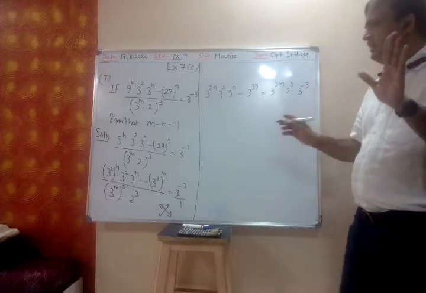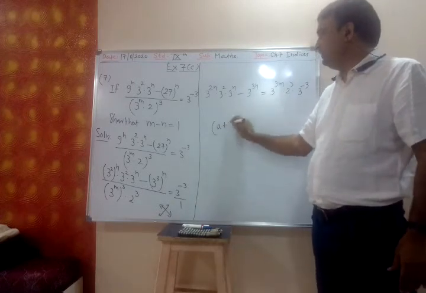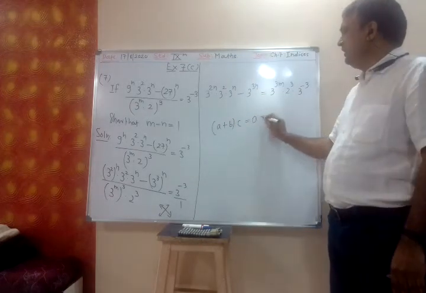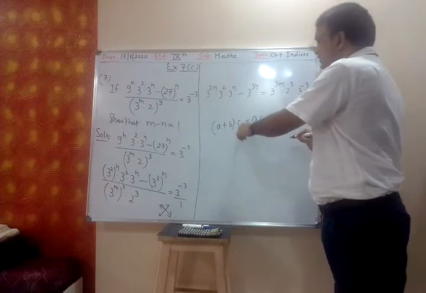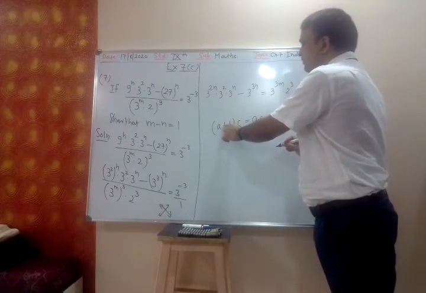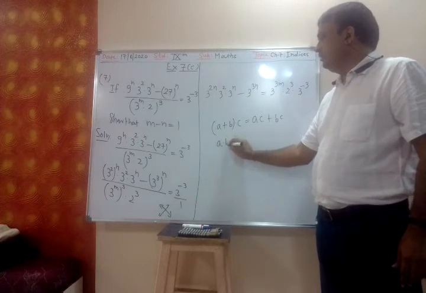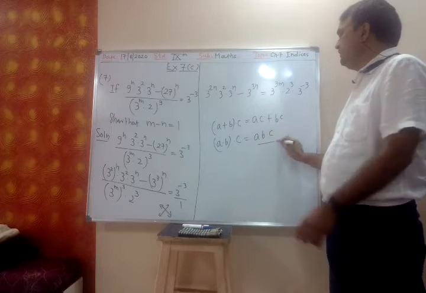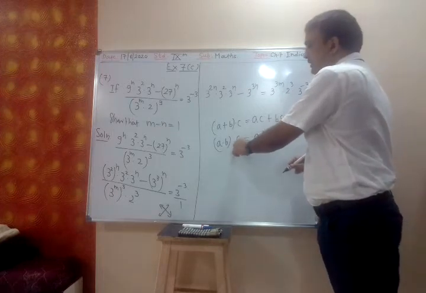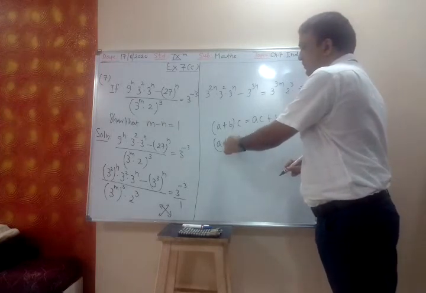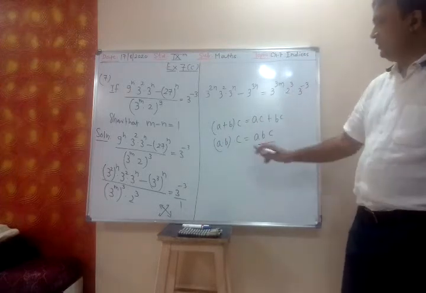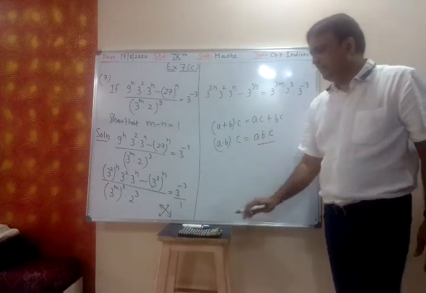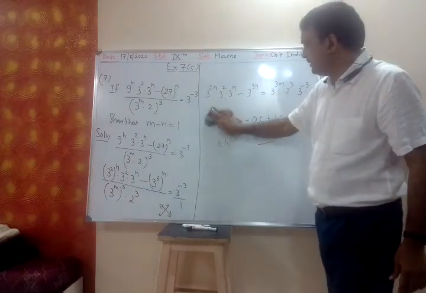See, normally what we have, a plus b into c, we write ac plus bc. We multiply to each term whenever there is a plus sign or minus sign. Whenever we have a into b into c, we directly multiply the numbers. Whenever there is multiplication, we don't multiply the term to each term. We directly multiply. Are you getting? Whenever there is plus minus sign, then we multiply to each term. But whenever there is multiplication sign, we directly multiply.